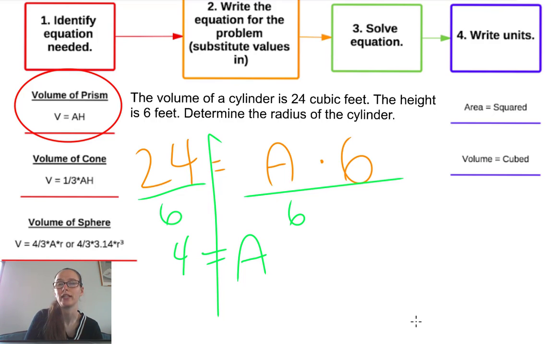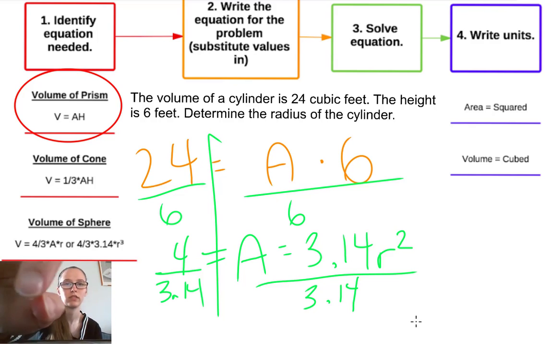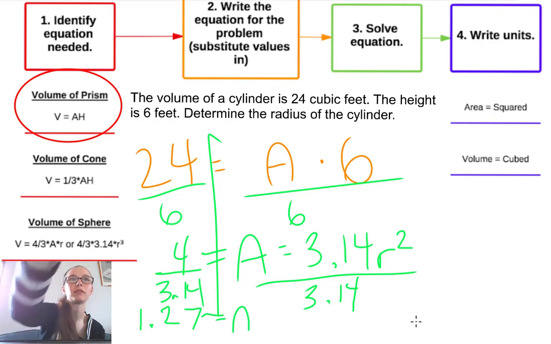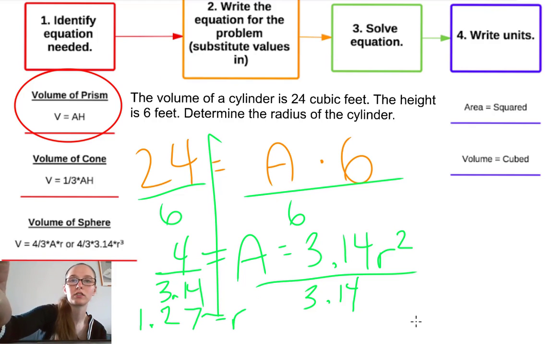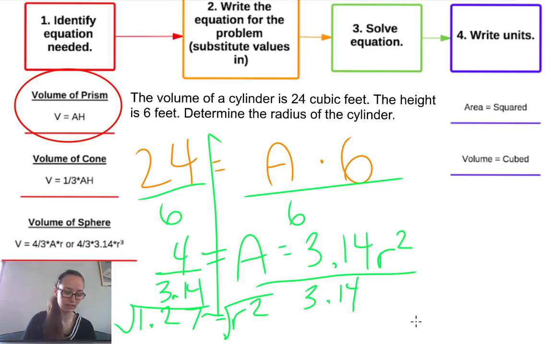We want to know the radius. And remember that area is 3.14 radius squared. So we can divide both sides by 3.14, and we get, let's just round, 1.27 equals r squared. And to get rid of r squared, we square root each side.